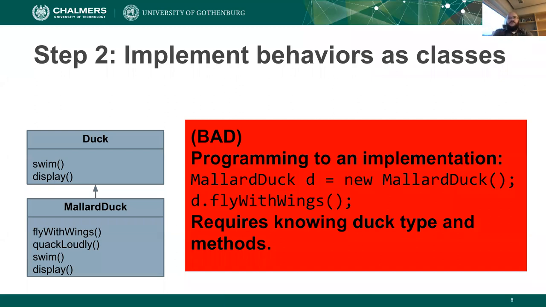Our first inclination might be to do something like this, right? Create our duck class, create children, just program flying and quacking in when needed, only in each of the children, implementing whatever behavior we need independently of the parent, right? So the parent has swimming and this display method, those are always going to be there. The child is going to add in, you know, this flying and quacking behavior. This isn't quite there yet, though. This means that when we want a duck to fly, we need to know what duck we're working with and how to call the right method.